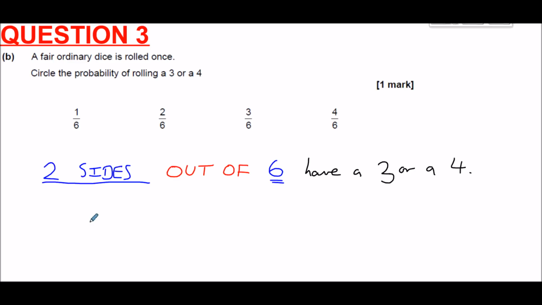And so as a fraction, the number of ways you could roll a 3 or a 4 could only happen in 2 ways. One way if we roll a 3, the other way if we roll a 4. And the total number of possible outcomes for rolling a dice that has 6 sides is 6 different possible outcomes. So the probability of rolling a 3 or a 4 is 2 out of 6, because 2 sides out of 6 have a 3 or a 4. So this one's 2/6.